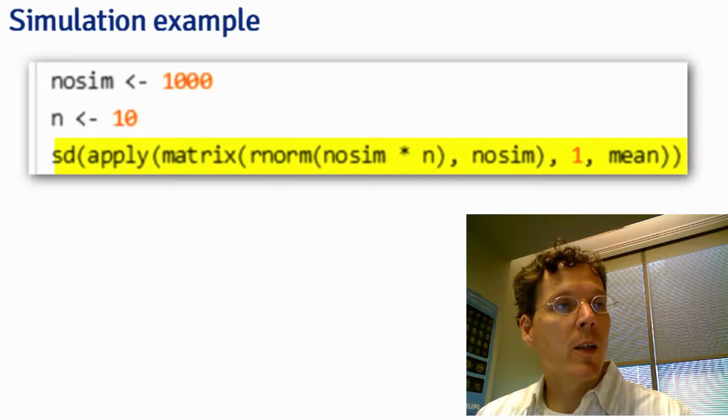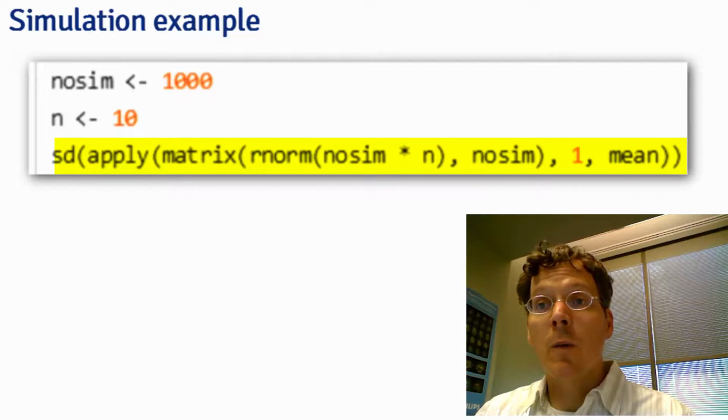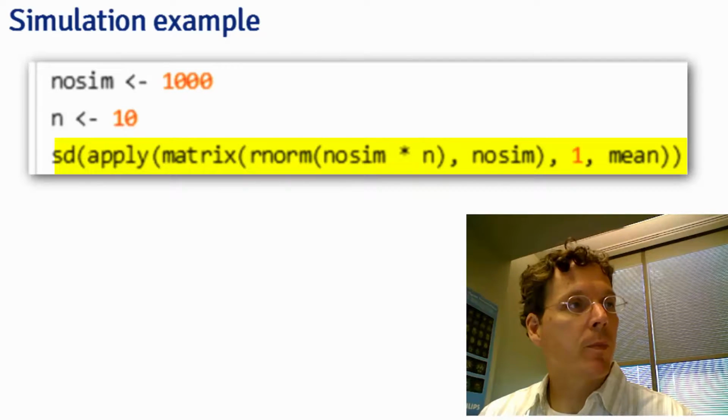to do, you can sift through this code a little bit, but let me tell you the gist of what I'm doing. When I simulate rnorm, number of simulations times n, I'm simulating 1,000 times 10 draws from a random normal distribution, and I'm arranging them in a matrix, with 1,000 rows and 10 columns. Then for each row, I'm calculating the mean. Thus, each row is the mean of 10 IID draws from the standard normal distribution.